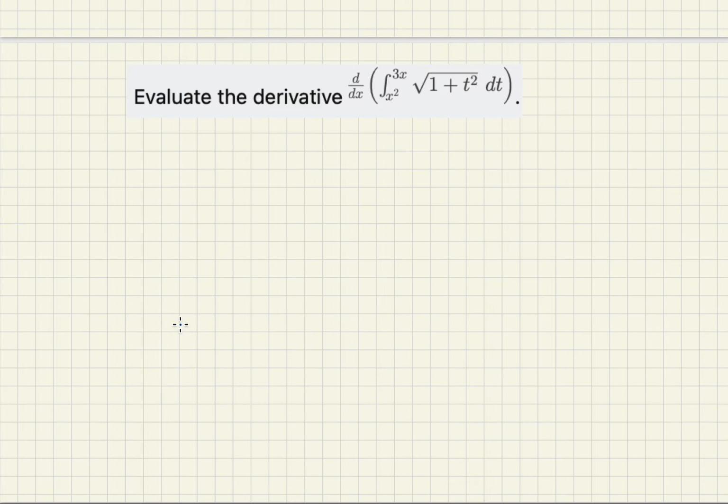So in this question we have to evaluate the derivative of the integral of the square root of 1 plus t squared from x squared to 3x. If you notice, not only the upper bound but the lower bound also has the variable x. You need to keep in mind that when both the bounds have x in them, there's a special rule that you must understand, the Leibniz rule.